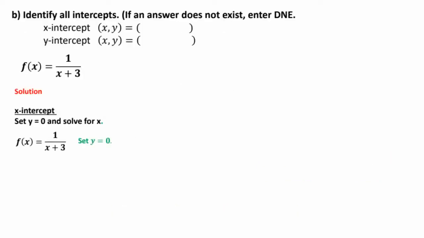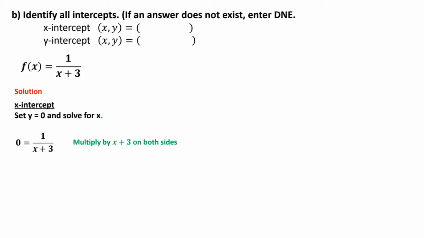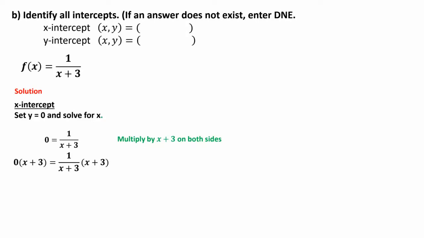Let's look at B, identify all the intercepts. Let's start with the x-intercept. To find the x-intercept, we're going to set y equal to 0, right? We know that f of x is replacing the y, so we can substitute 0 for f of x. So 0 is equal to 1 over x plus 3. Again, we want to solve for x, and the first thing we would do is multiply both sides by x plus 3. When we do that, of course, the x plus 3 divided by x plus 3 becomes 1.